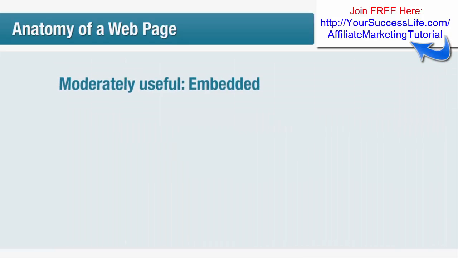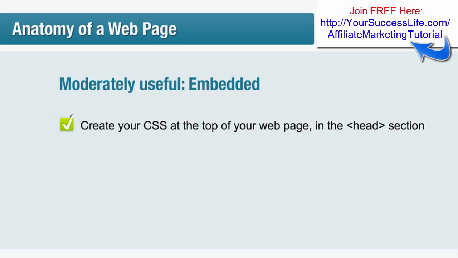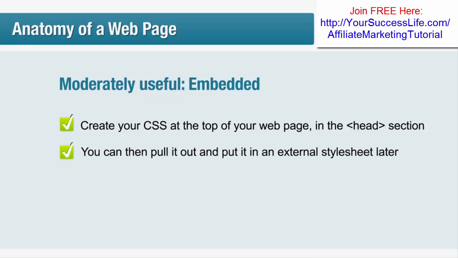What about something that's moderately useful? Embedded. This is where you create your CSS at the top of your web page in the head section. This is useful when you're first creating a page and you don't want to be hopping between pages while you're still working on it. You can then pull it out and put it in an external style sheet later.